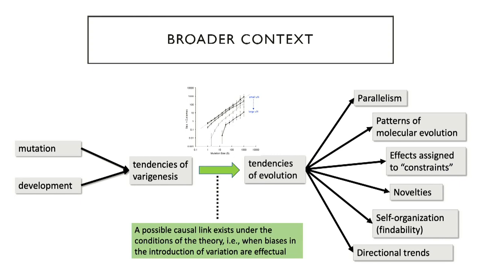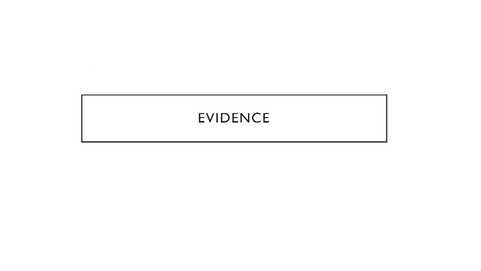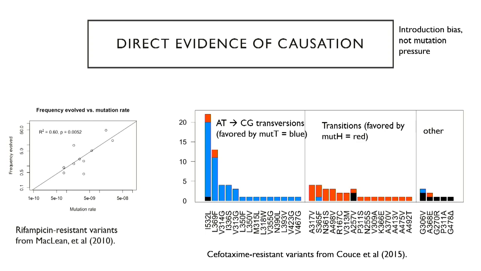So what evidence do we have for this kind of causation? The best evidence for sort of direct demonstration of causation would be laboratory experiments. So on the left here, I'm showing the relationship of frequency evolved in replica cultures of rifampin-resistant variants as a function of their mutation rate, data from McLean and colleagues, showing this strong correlation. And on the right, we have a study of cefotaxime resistance under different mutation spectra from Cousset and colleagues.